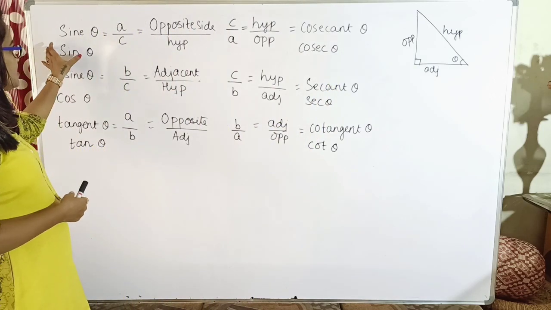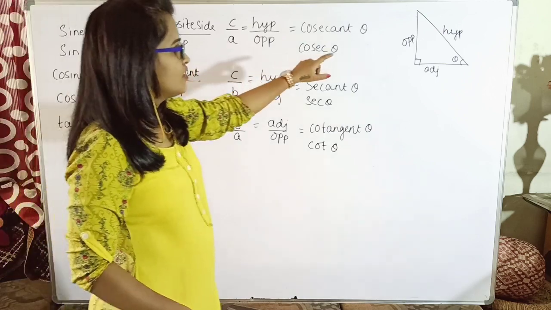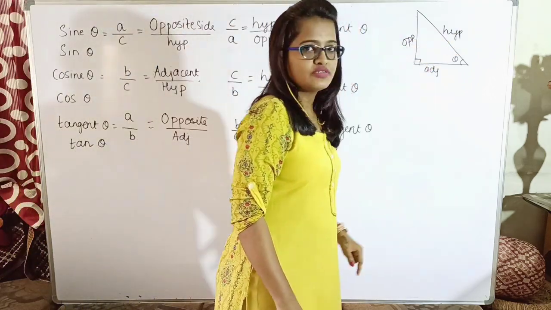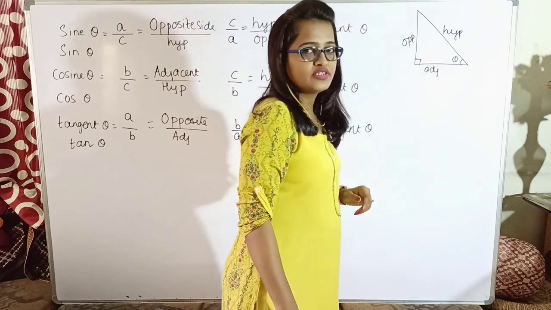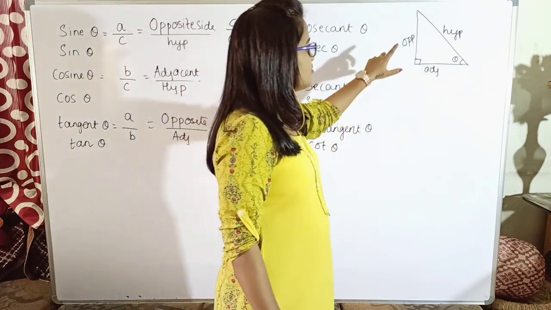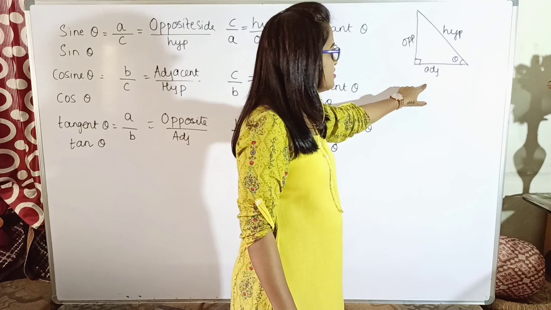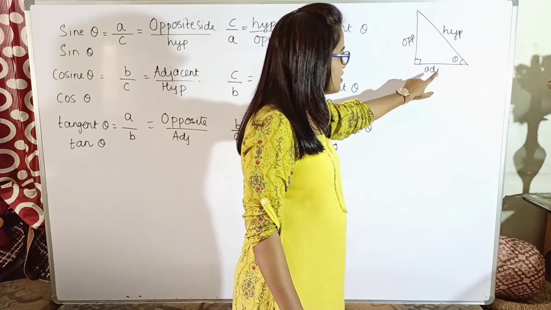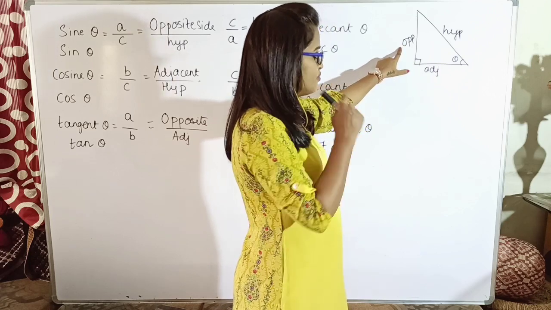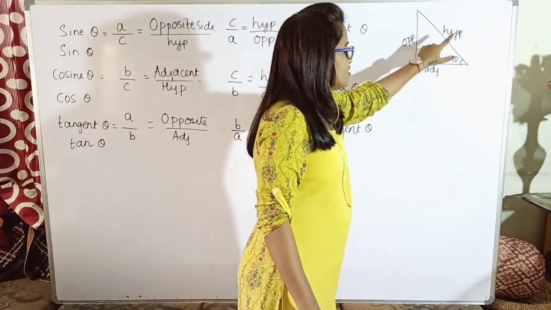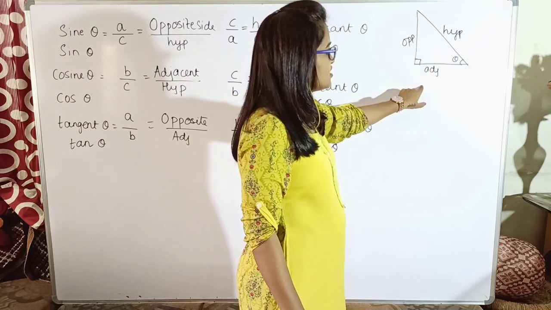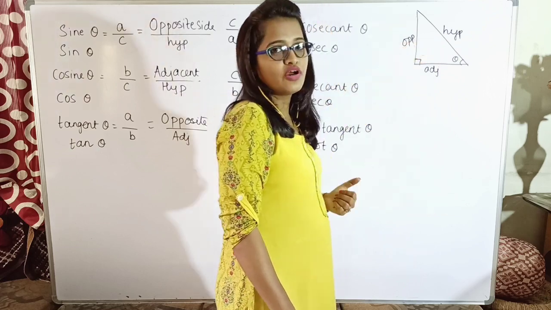So what is sine theta? Sine theta is nothing but opposite upon hypotenuse. Cos theta is nothing but adjacent upon hypotenuse. Tan theta is nothing but opposite upon adjacent. Whereas cot theta is nothing but adjacent upon opposite. Further, sec theta is nothing but hypotenuse upon adjacent, and cosec theta is nothing but hypotenuse upon opposite.